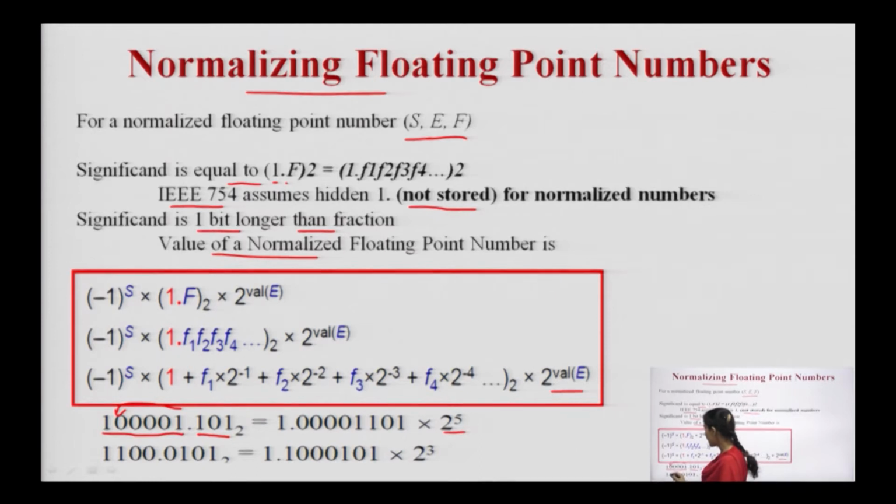Let us take another example: 1101.0101. Here the number needs to be like that, so the decimal will be shifted 3 places. It will be 1.1010101 × 2^3. In this manner the normalization occurs.